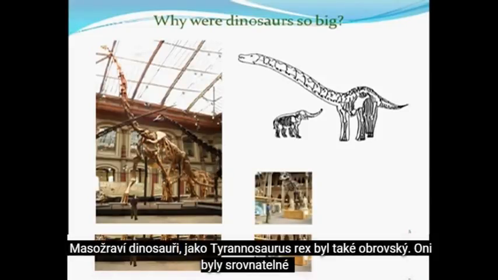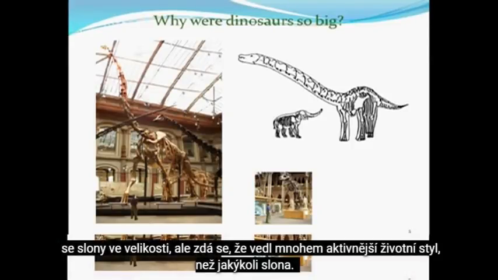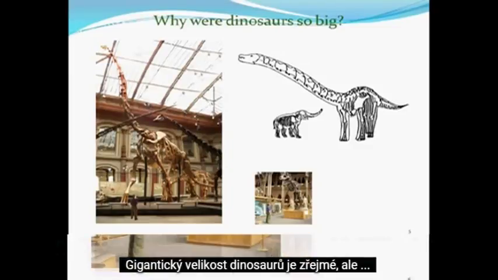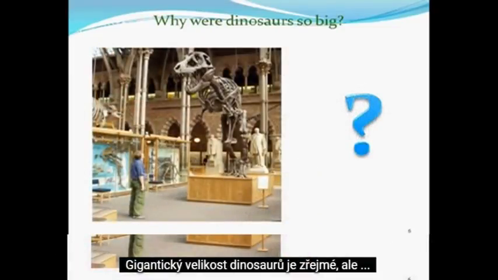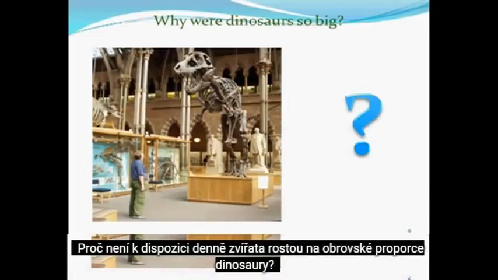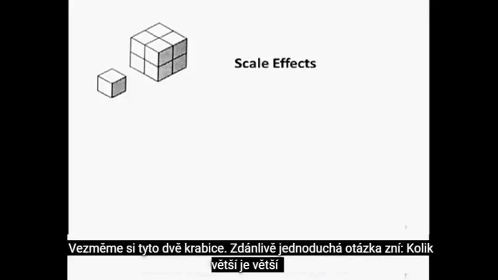Carnivorous dinosaurs, such as Tyrannosaurus rex, were also gigantic. They were comparable with elephants in size, but seem to have led a much more active lifestyle than any elephant. The gigantic size of dinosaurs is obvious, but why were the dinosaurs so huge? Why don't present-day animals grow to the immense proportions of the dinosaurs? Scale effects provide part of the answer.